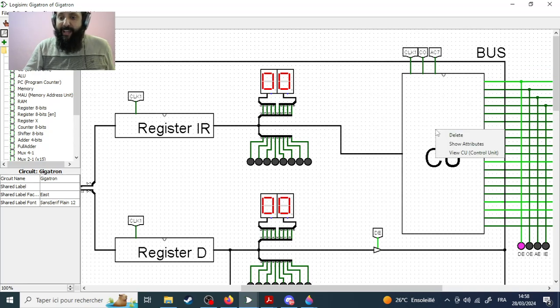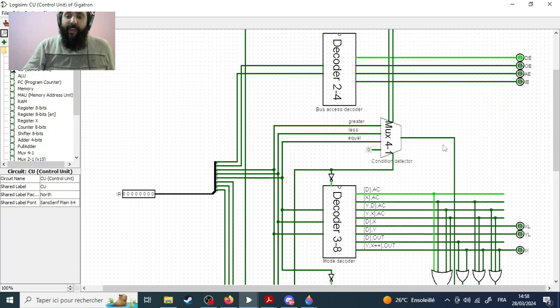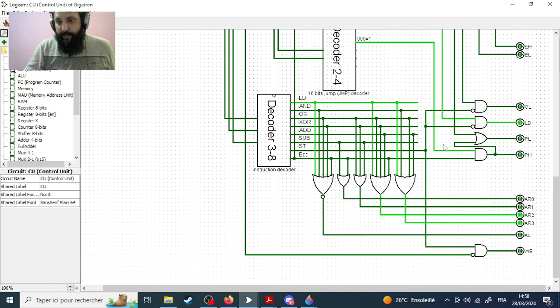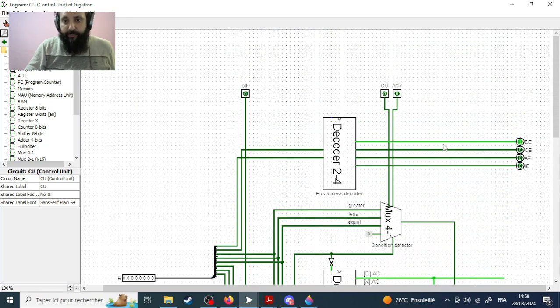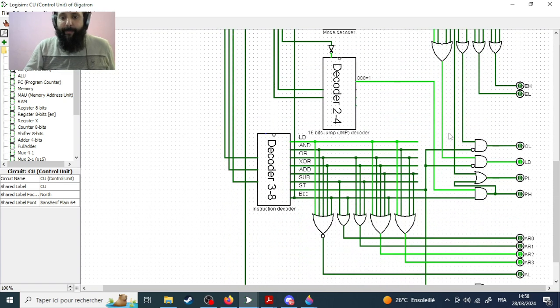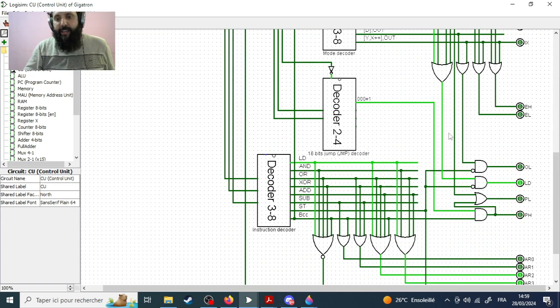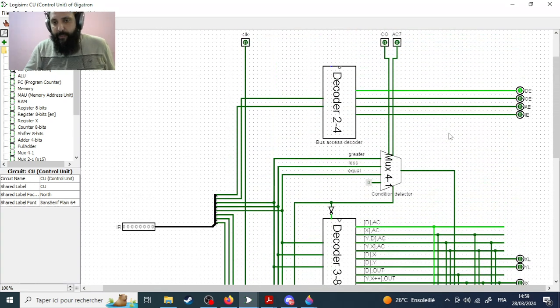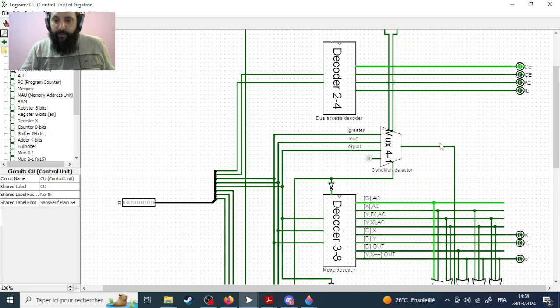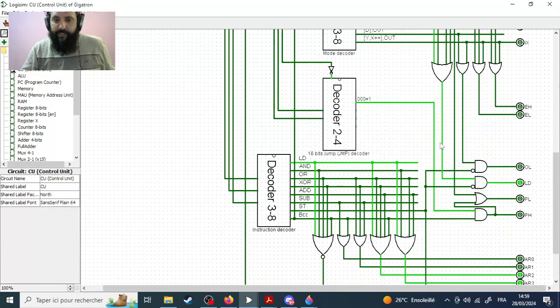Now we will dive inside the CU. The CU is the most difficult part of this architecture. You have to understand that well. To implement the CU, the design used multiple combinational circuits. They used decoders and multiplexers, that's all.